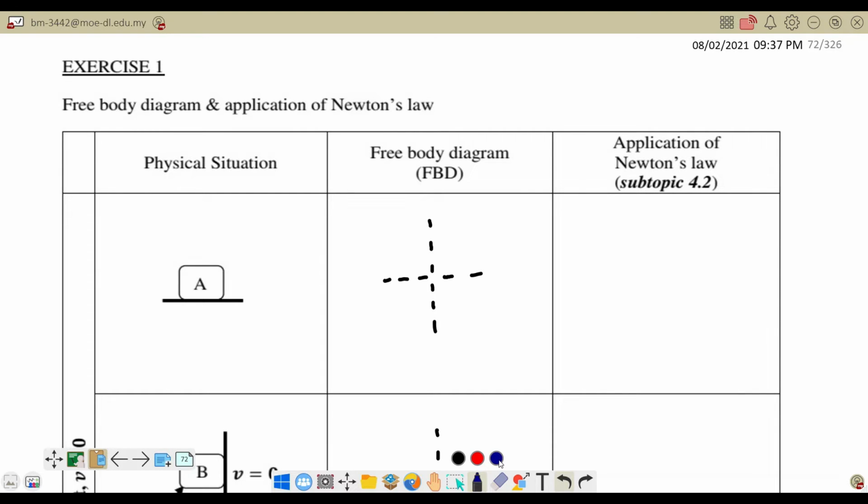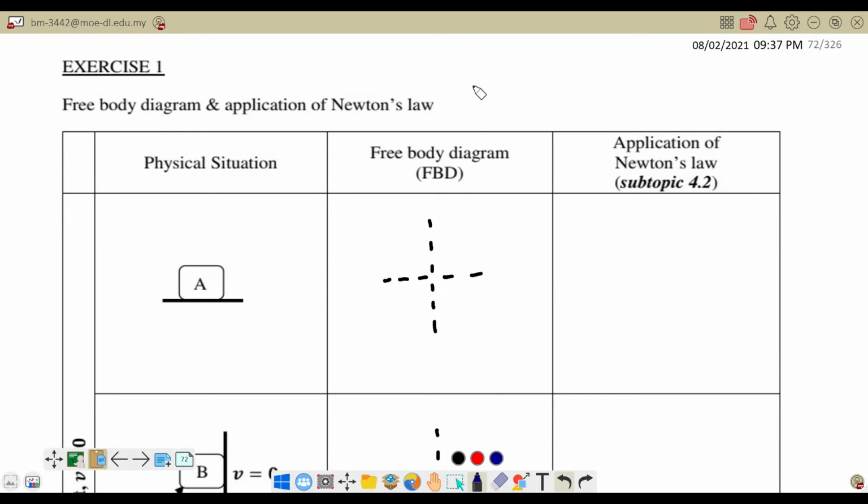Today we will discuss chapter 4.1 Forces. Exercise 1, free body diagram and applications of Newton's law. Before we apply or write any equations, the first thing you need to do is draw a free body diagram. Do you still remember how many forces we have? Let's recall.